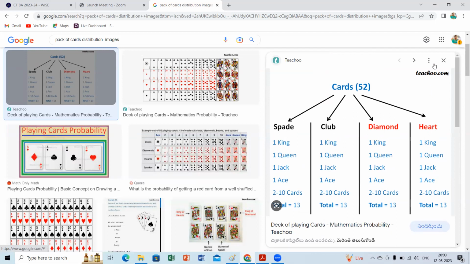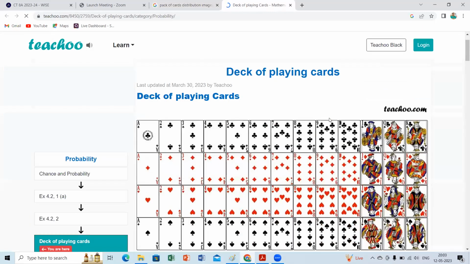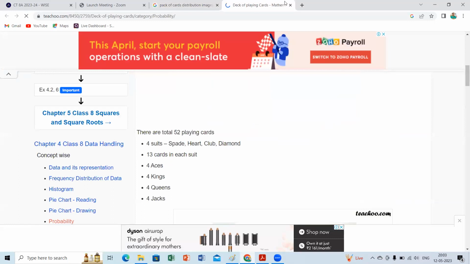Another game like this, ma'am, Uno. Card games we are playing, right? Children, in summer holidays everyone can play this. Ma'am, our parents don't allow us to play these.